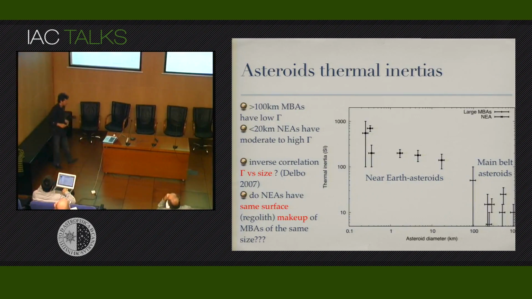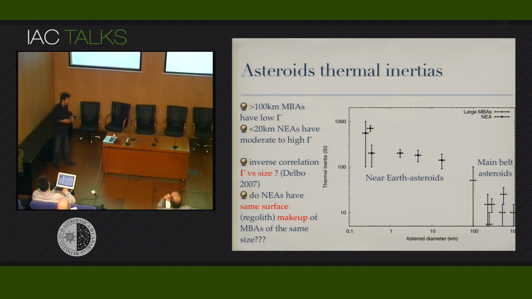as a function of size. And as you can see, the large main belt asteroids have low thermal inertia, whereas the smaller near-Earth asteroids have higher thermal inertia. There's an inverse correlation between size and thermal inertia. So these bodies have coarser regolith, and these have much finer regolith. The regolith is very interesting because it tells us about the impact processes that were going on at the surface of these bodies, and how these bodies accumulated regolith.